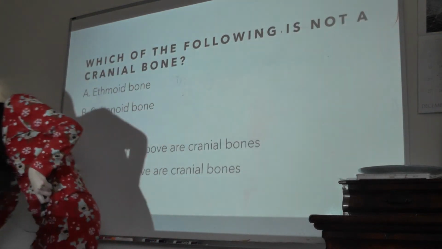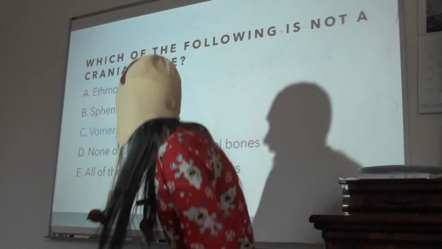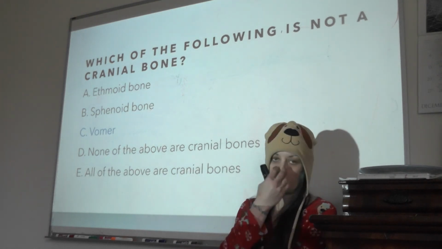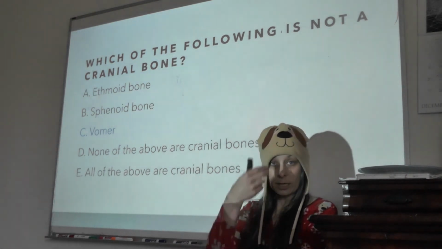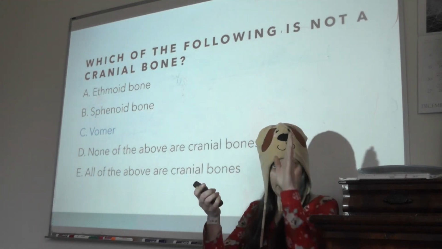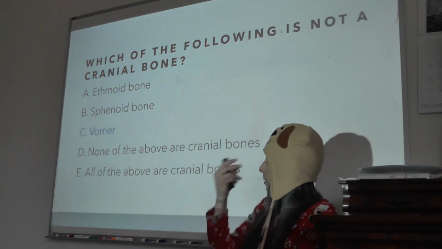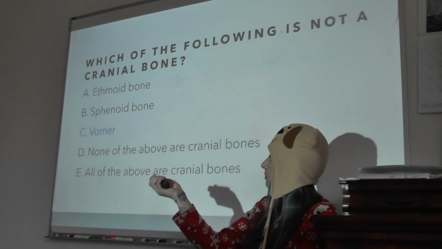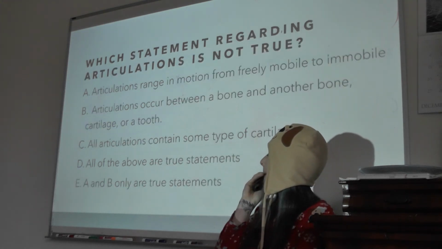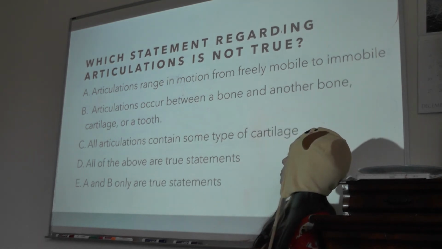The vomer is found inferior to the ethmoid bone, and with the ethmoid bone actually forms the nasal septum. If you look into your skull, you'll see right in the middle of the nasal cavity a perpendicular plate. That is the ethmoid bone. And the perpendicular plate of the ethmoid bone meets up with the vomer, and that's what makes that nasal septum.